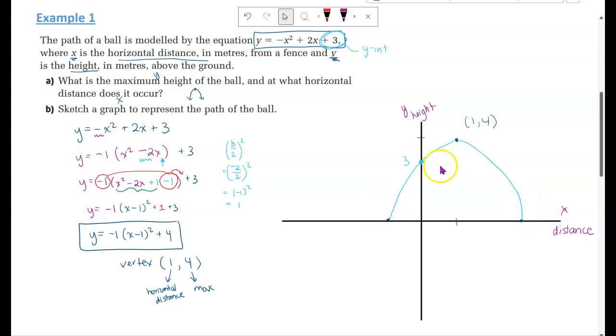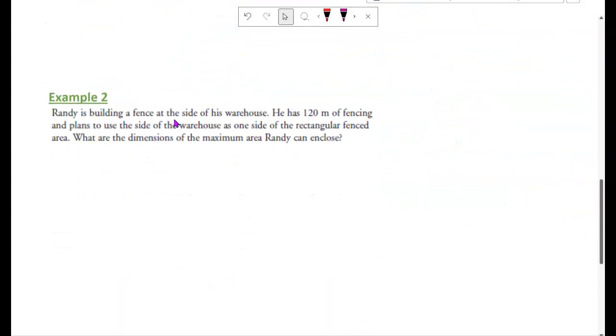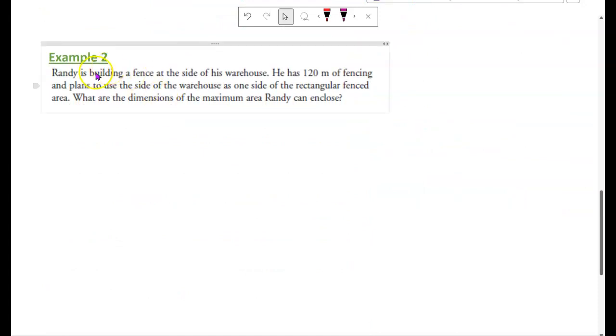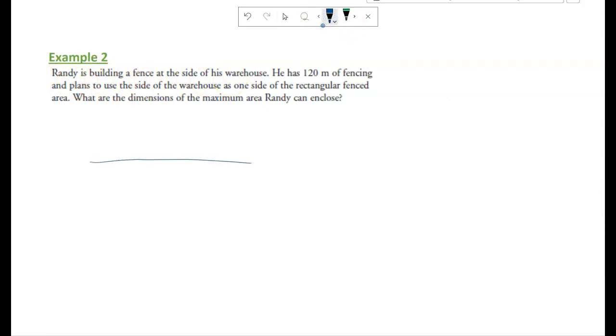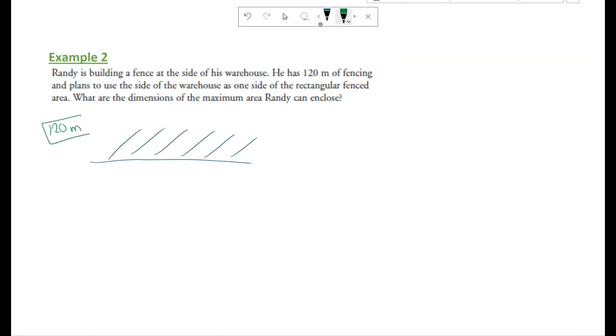Okay, so now we've finished our projectile ball. We're going to go to another example, and we're going to talk about a fence. Randy is building a fence at the side of a warehouse. So I'm going to draw a side of a warehouse, something like this. And he has 120 meters of fencing and plans to use the side of the warehouse as one side. So this side will not have a fence.